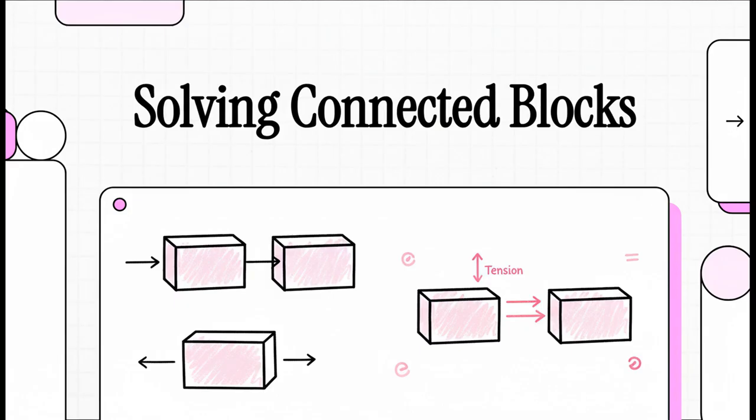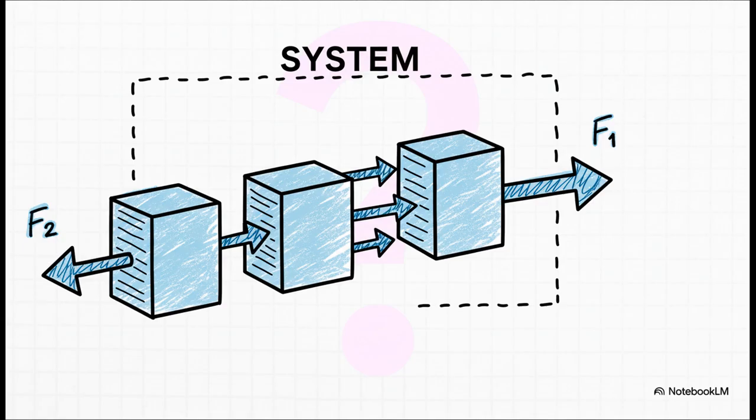Let's get into it. So, here's the setup. We've got 3 blocks: 1 kilogram, 4 kilograms, and 2 kilograms. From the left, there's a 50 Newton force pushing the whole thing, and from the right, a 12 Newton force is pulling back. So the real questions we need to answer are, how fast is this whole train of blocks accelerating? And what about those forces happening between the blocks, the ones we can't see?